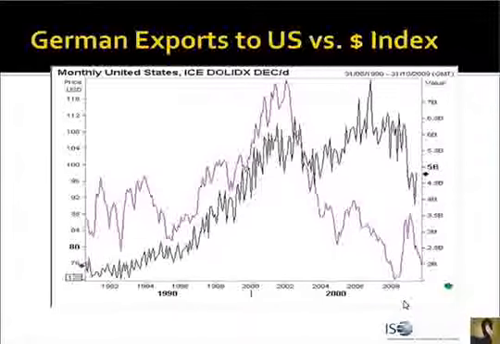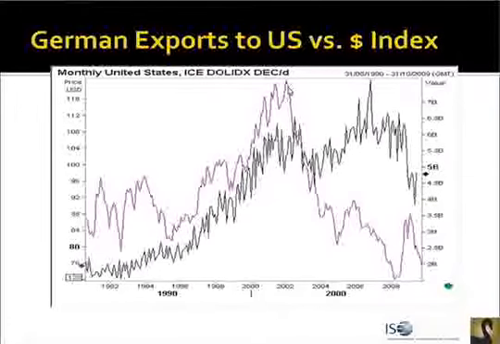I can't grab the pen, unfortunately, with our problems we're having with WebEx. This chart right here that you should be seeing shows German exports to the U.S. And again, the purple line there is the U.S. dollar index. The black line is exports from Germany to the U.S. And you'll notice that it was a fairly tight correlation from 1992 on, as the U.S.